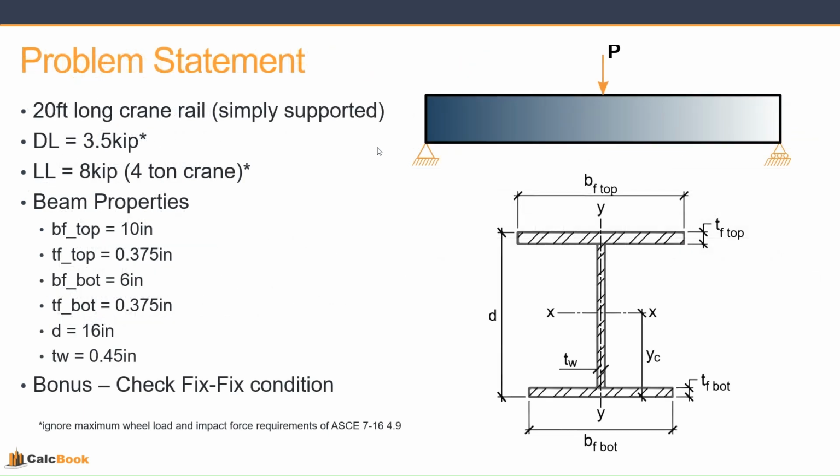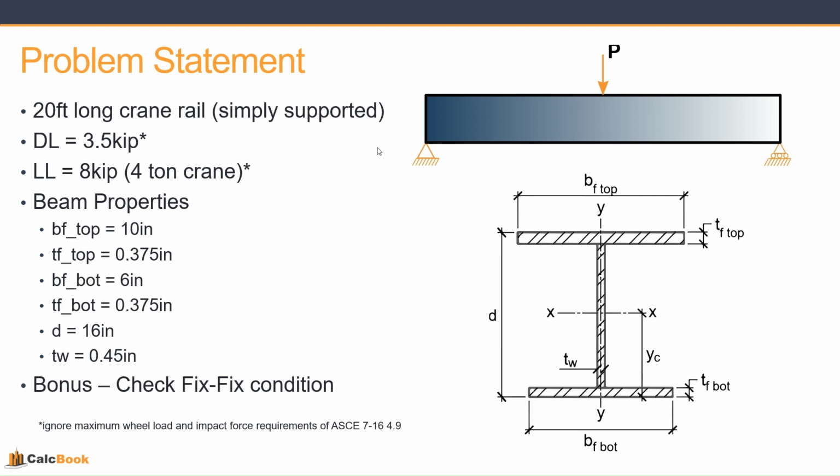Okay, so let's look at our problem statement for today. We are going to be utilizing a crane rail example. This is a pretty common shape for a crane rail where you have a wider top flange than you do bottom flange so that the trolley can roll along the bottom flange. So it's going to be a 20-foot long crane rail, simply supported.